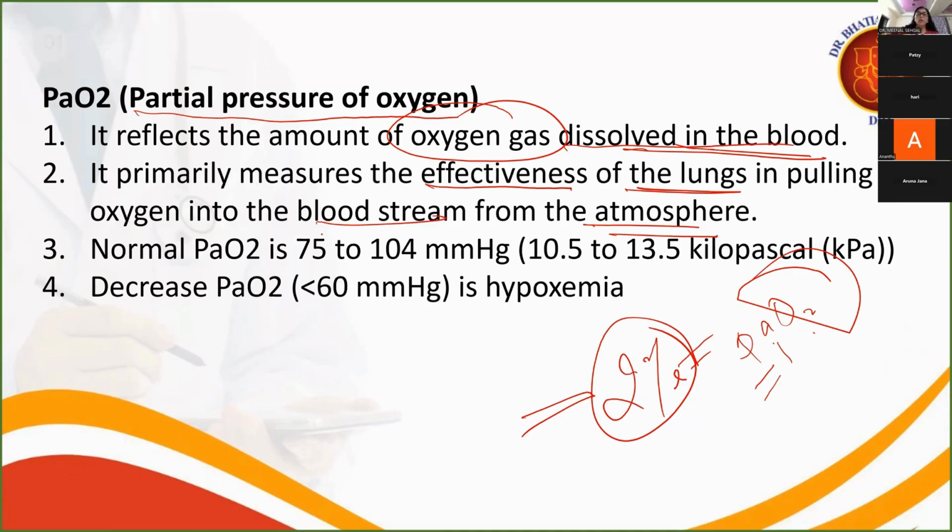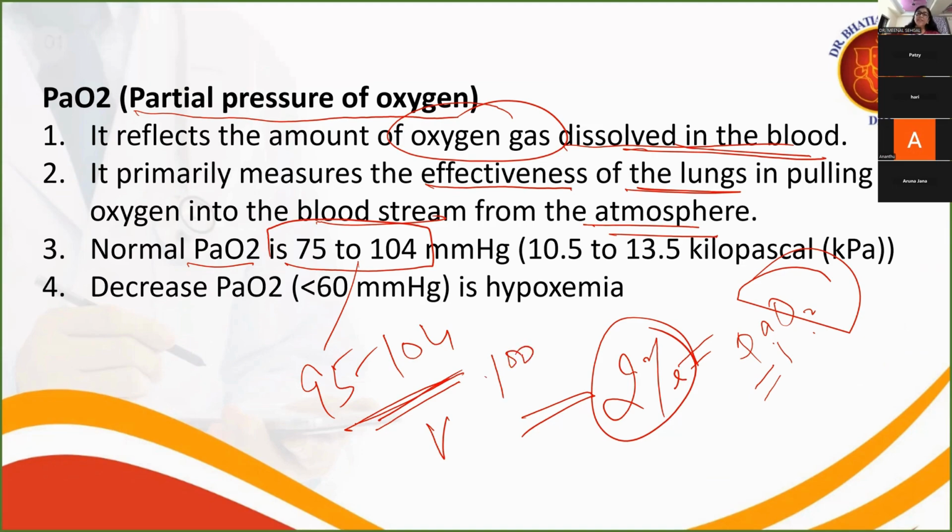So normal PaO2 is 75 to 104. Practically, it remains somewhere around 95 to 104. So normal pressure at arterial level is 95 to 100. Now remember this, alveoli will have a 100% PaO2.